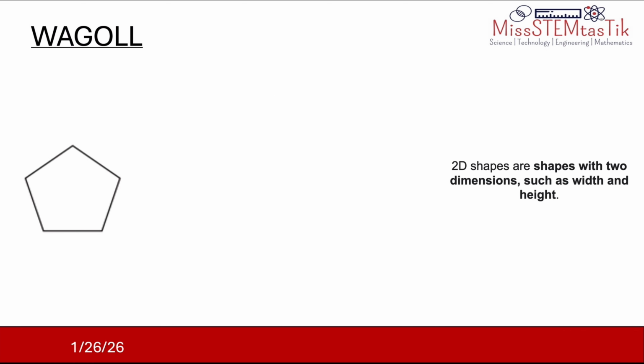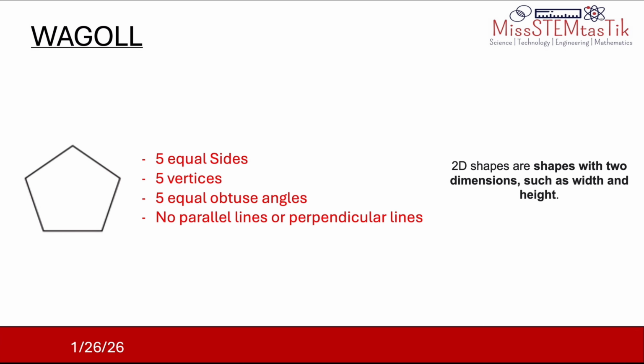For the next shape, we have a regular polygon, which has 5 sides, known as a pentagon. So it has 5 equal sides, 5 corners, 5 equal obtuse angles, which means that they're greater than 90 degrees and less than 180 degrees. It has no parallel lines or perpendicular lines. The sum of all the interior angles of a polygon add up to 540 degrees. That said, it is a polygon with 5 sides, so a pentagon in particular.